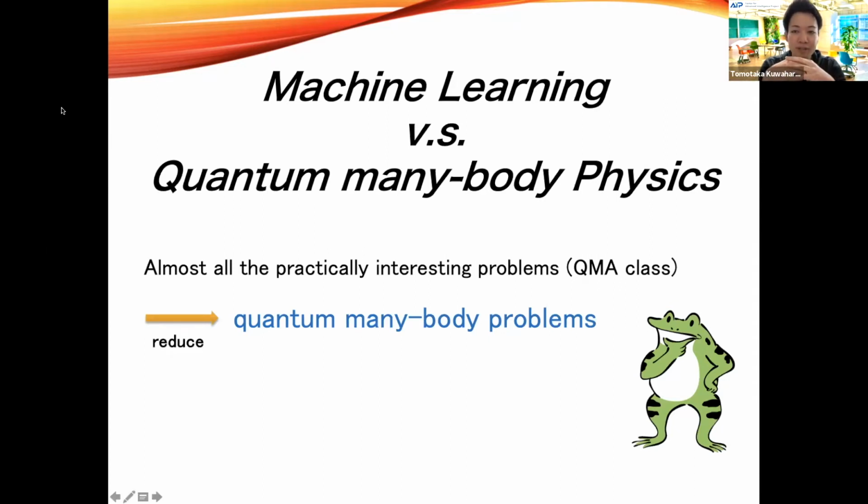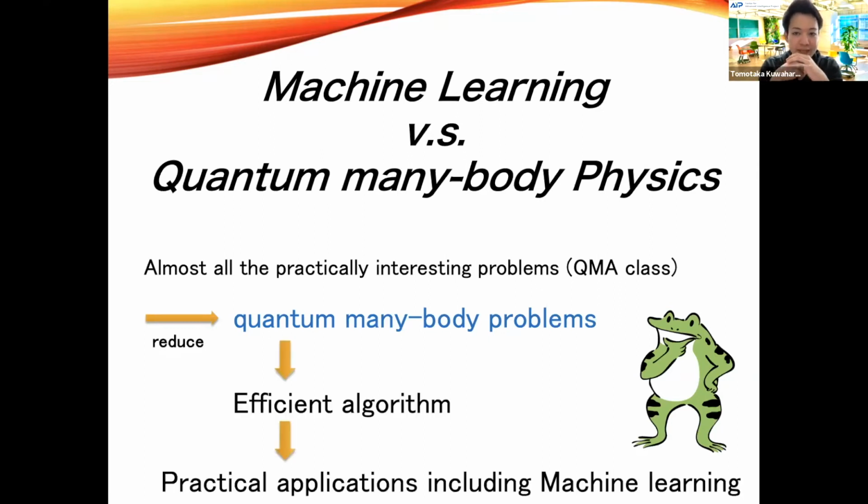Anyway, the point is that if we can solve the quantum many-body problems, we can solve all the problems in the QMA class. So if we can develop efficient algorithms for solving many-body problems, we can also apply these algorithms to practical problems, including machine learning. As a concrete example, I would like to show the semi-definite programming problem, which is deeply related to quantum Gibbs sampling, which is one of the most fundamental problems in quantum many-body problems.